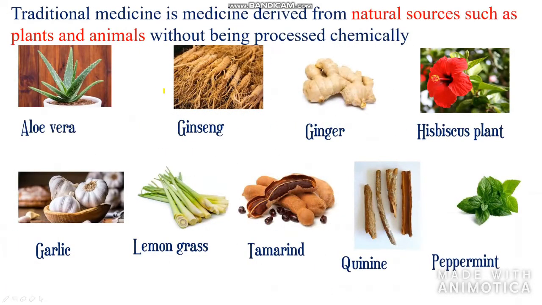So now let's look at different types of traditional medicine. Traditional medicine, as I said before, is medicine derived from natural resources such as plants and animals without being processed chemically. So macam mana dapatkan traditional medicine ini? Kita boleh dapatkan daripada tumbuh-tumbuhan ataupun haiwan. So jadi yang pertama ialah aloe vera, ginseng, ginger, hibiscus plant, garlic, lemongrass, tamarind, quinine, and peppermint.